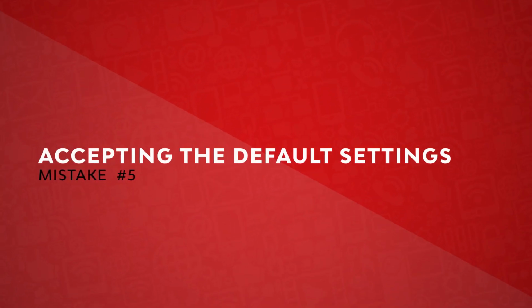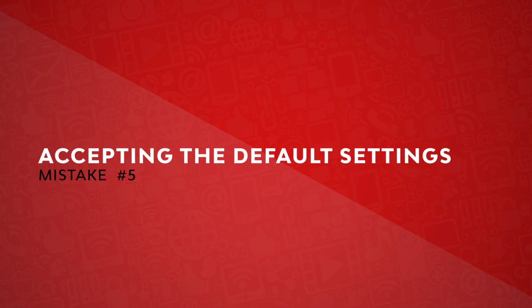Mistake number 5, accepting the default settings. Now, before you just accept the default advertising campaign settings, you should invest time in understanding what each setting is really for, because many times those defaults are actually in favor of you spending more money, not necessarily getting better results. I had a client call me up in a panic who says, hey, I just got a charge for $9,000 on my American Express from Google.